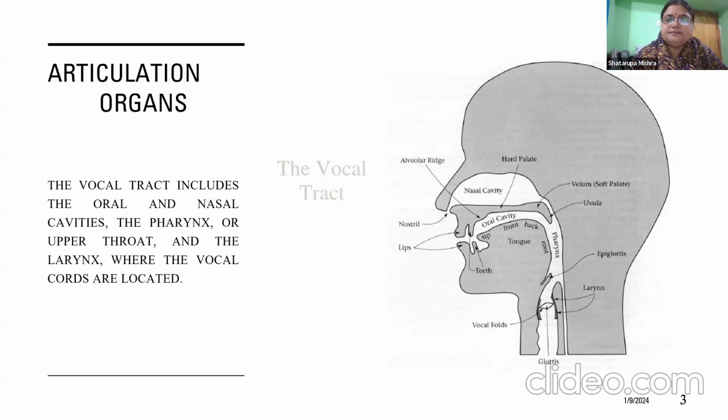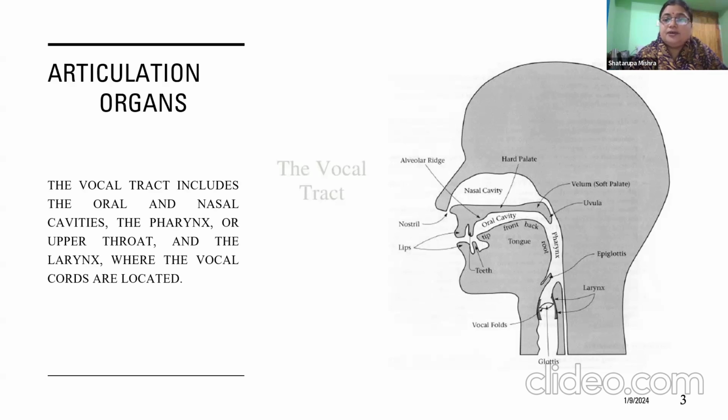Then we have the hard palate. There is something called the hard palate. It is just behind the teeth ridge, the alveolar ridge. After that, the hard palate begins. And towards the inner portion, we have the soft palate, or the velum.